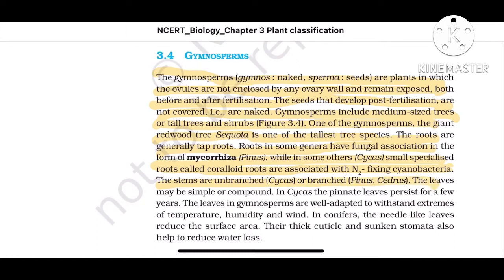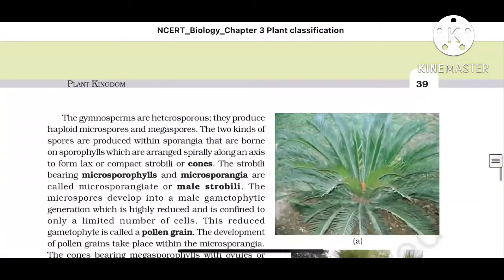The leaves may be simple or compound. In Cycas, the pinnate leaves persist for a few years. The leaves in gymnosperms are well adapted to withstand extremes of temperature, humidity, and wind. In conifers, the needle-like leaves reduce the surface area. The thick cuticle and sunken stomata also help to reduce water loss.